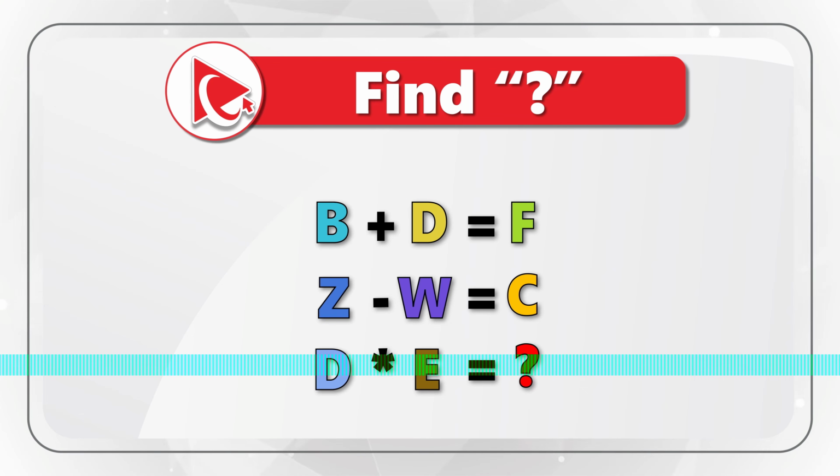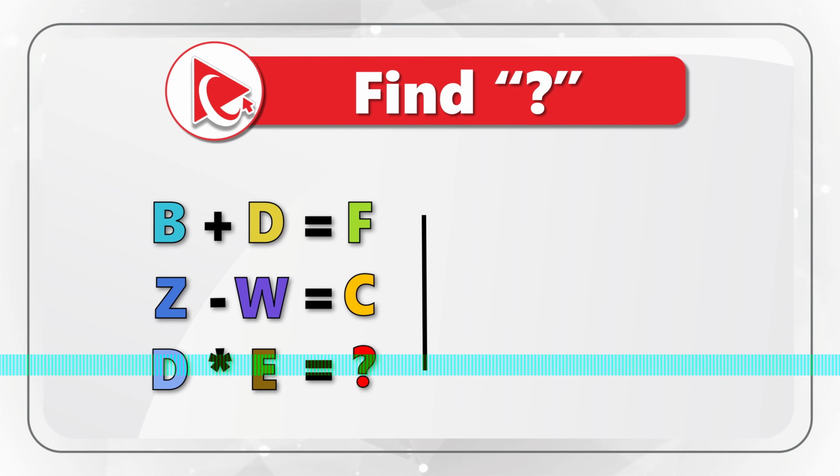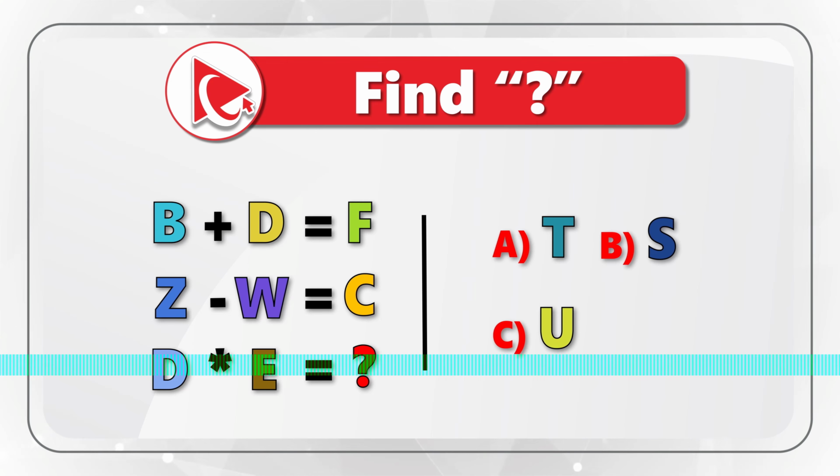And you need to find and select the missing item out of 4 possible choices. Choice A, T. Choice B, S. Choice C, U.